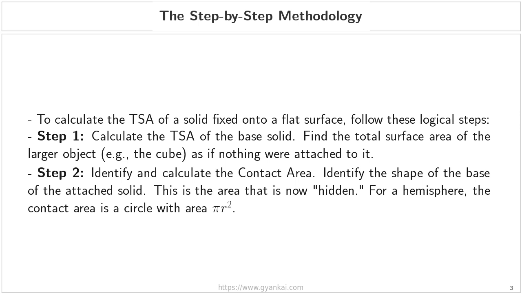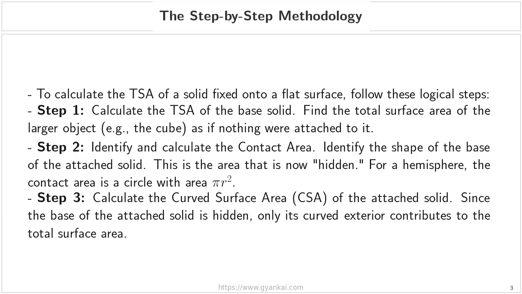Next, in step 2, we need to identify and calculate the contact area. This is the most crucial part. Look closely at the base of the solid that is being attached. What shape is it? If we are attaching a hemisphere, the part touching the cube is a circle. We need to find the area of that specific circle, which is pi r squared. This is the area that is about to become hidden from the outside.